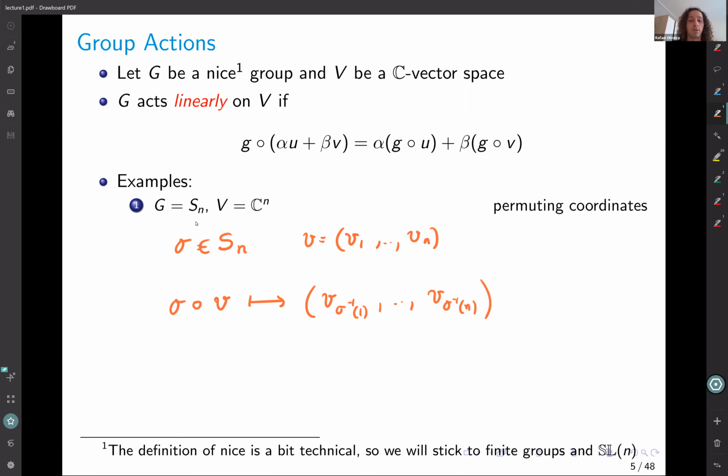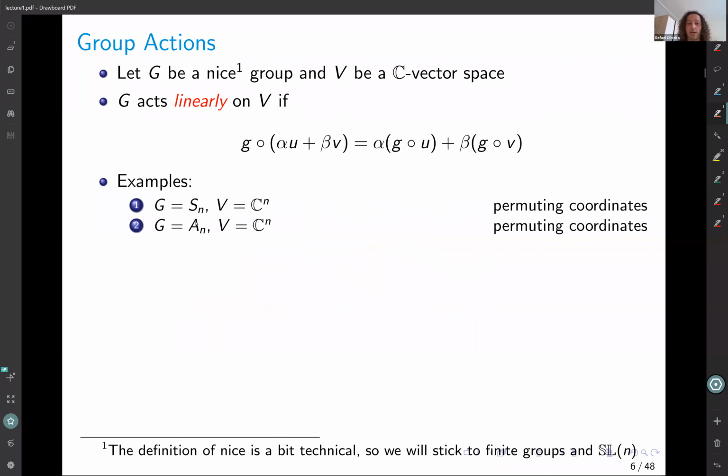So here's one example of a group action on a vector space, right? You can clearly see that this action is linear because if I have two vectors and I add them, the same permutation will permute exactly the same coordinates, right? So, all right. Another example is if I have An, the set of even permutations, okay? So this is the set of sigma in Sn such that sigma is even, okay?